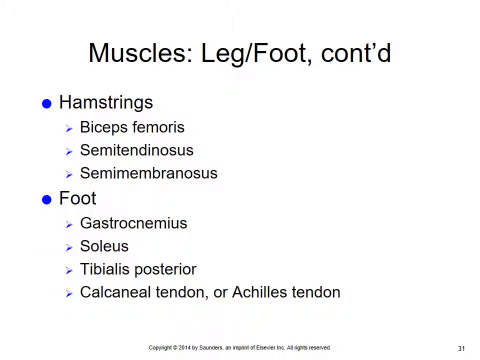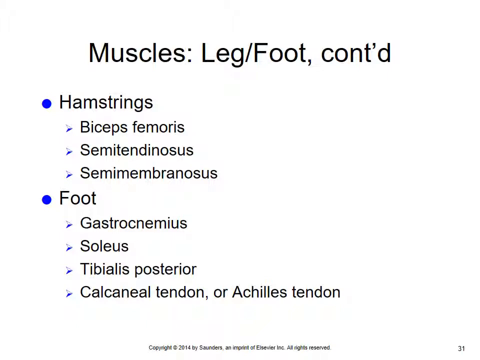Our last slide continues with muscles of the leg and foot. The hamstrings allow for leg flexion and thigh extension. The strong tendons of these muscles can be felt behind the knee. So you can feel back there, and you can put your fingers into what's called the popliteal fossa, and that's the area right behind your knee.